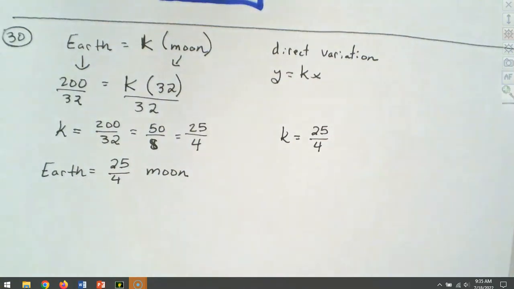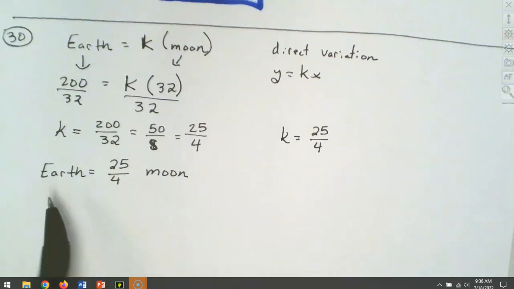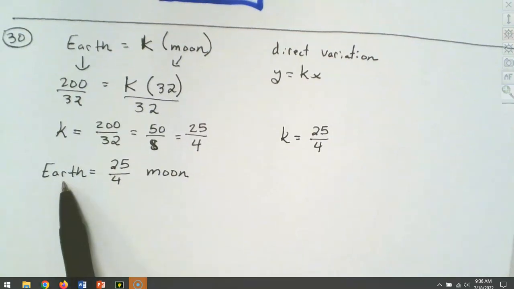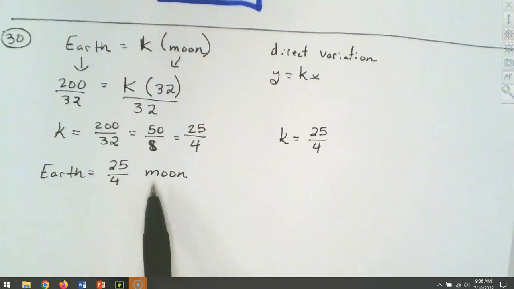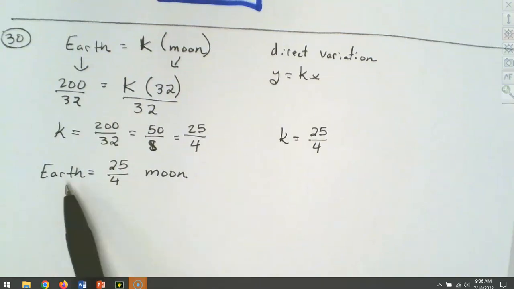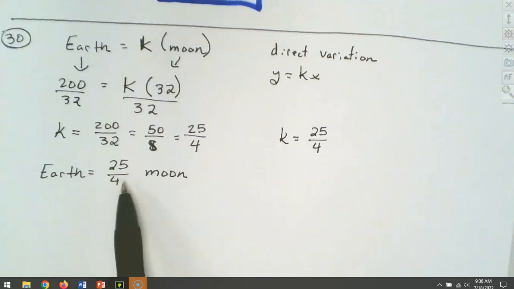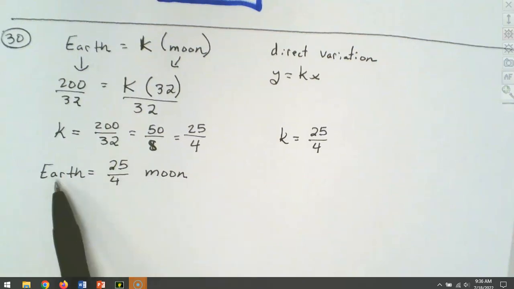Why is it bigger than 1? Why is 25 over 4 bigger than 1? Well, what happens on the moon? On the moon you weigh what? Less, right? So if I weigh less on the moon, when I multiply it by its gravitational factor, I get the weight on the Earth. So that's why it's bigger than 1, because what you weigh on the moon is way less than what you weigh on the Earth, and so you have to multiply it by a factor to bring it up.